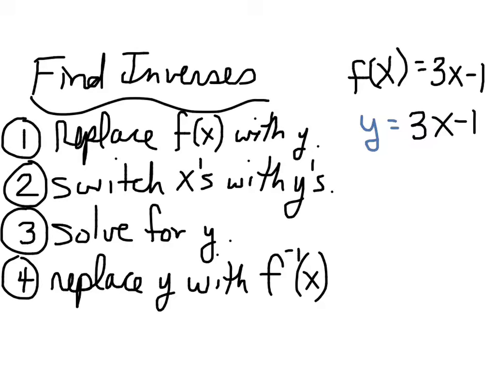Then what's step 2? Switch the x's and y's around. So wherever there's a y, you're going to put an x, and wherever there's an x, you're going to put a y. So what do I write? X equals 3y minus 1. So all I did was I took the x's and y's and switched them around. So far, so good? Now, solve for y.